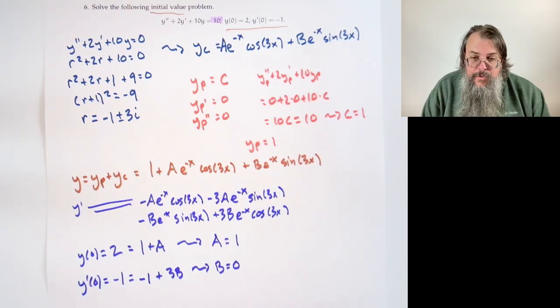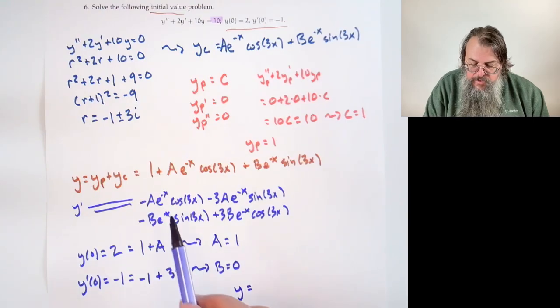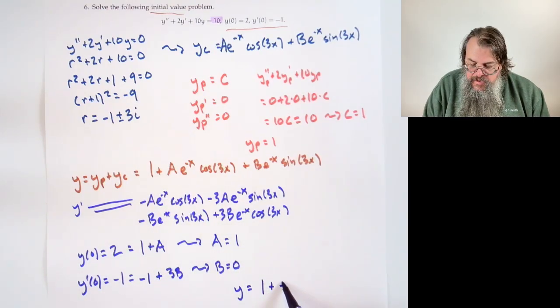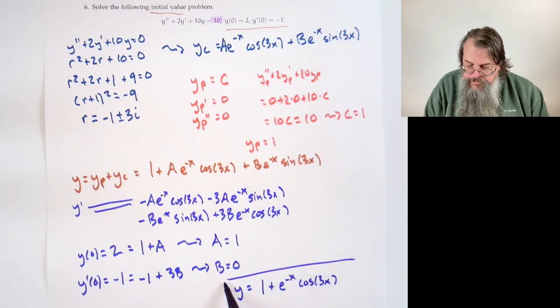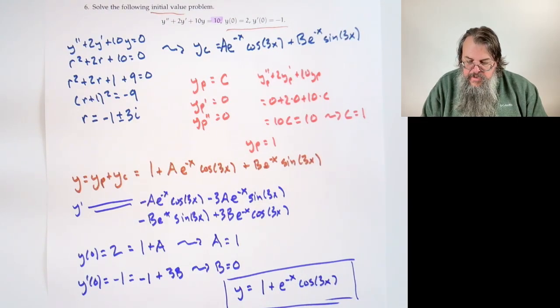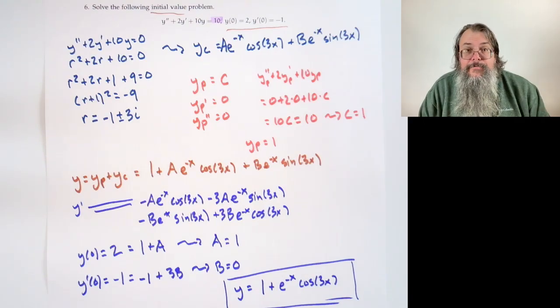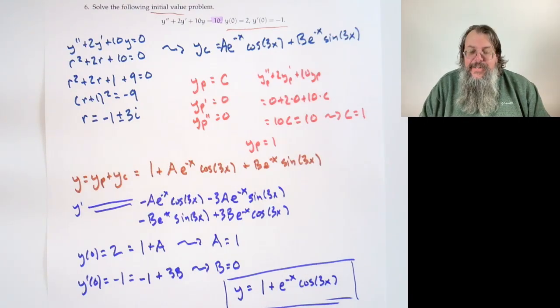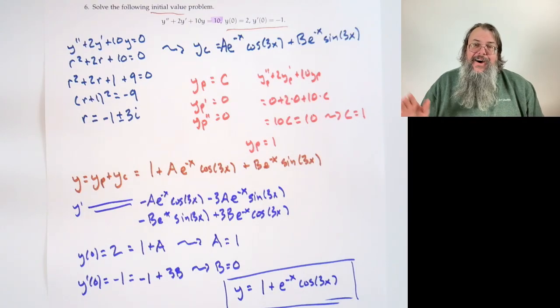So the last thing is we put them in. And we come to the conclusion that y is equal to 1 plus e to the minus x cosine 3x. And we're done. That's it. That's the answer. Wow! We fit it all in.